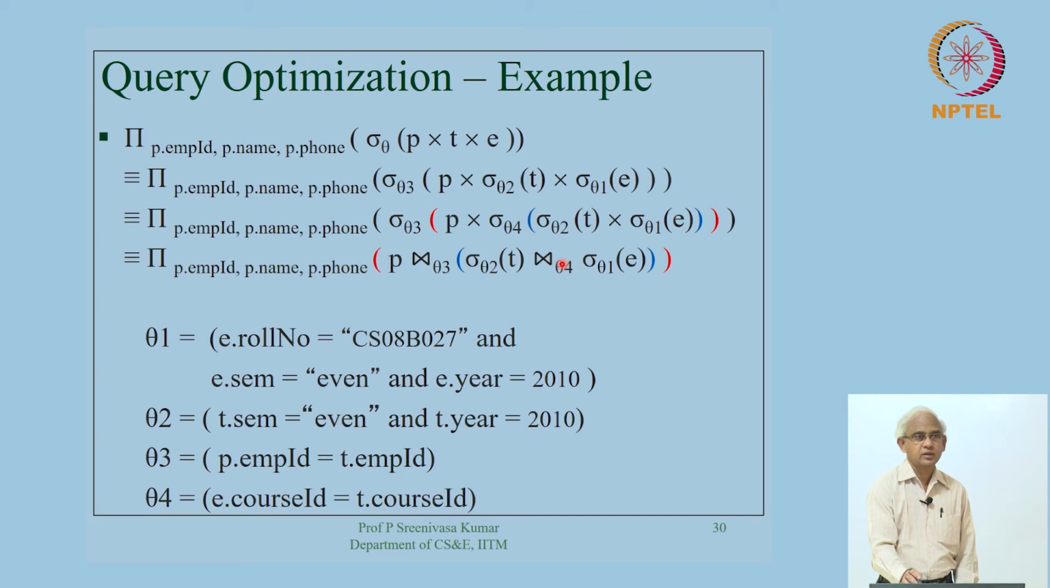Okay, so do you get that? This transformation is actually simple, algebraic, right? The cross product followed by selection can be replaced by join. Basically, that's what we have done. Okay, so now that we have it, we will focus on the projections.